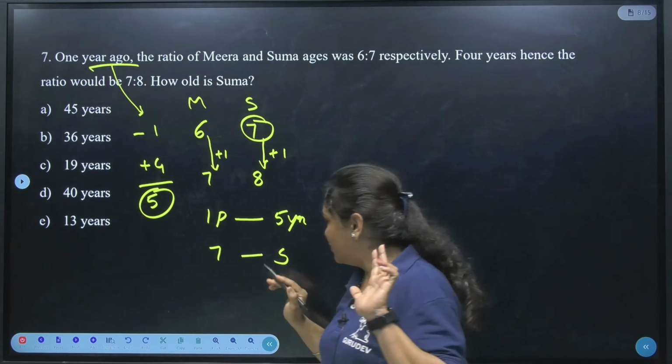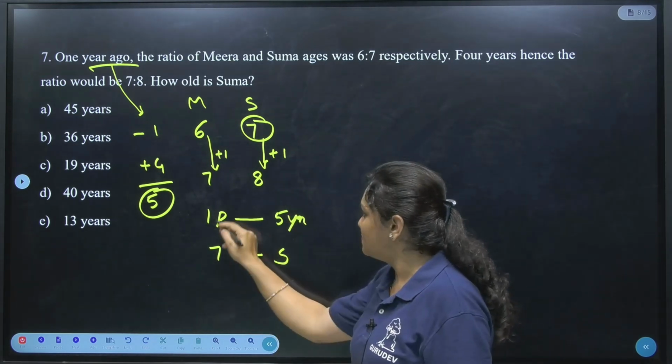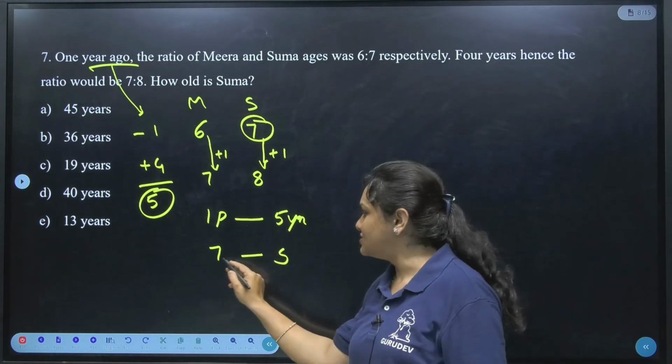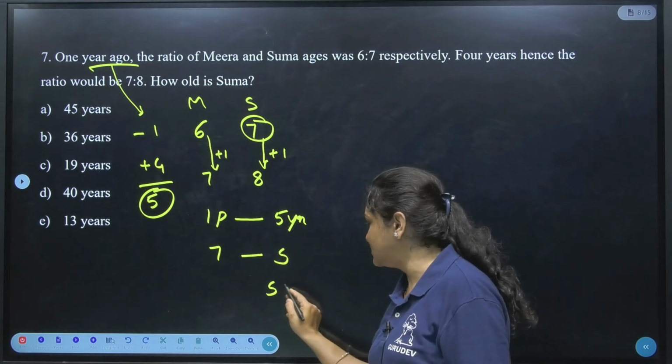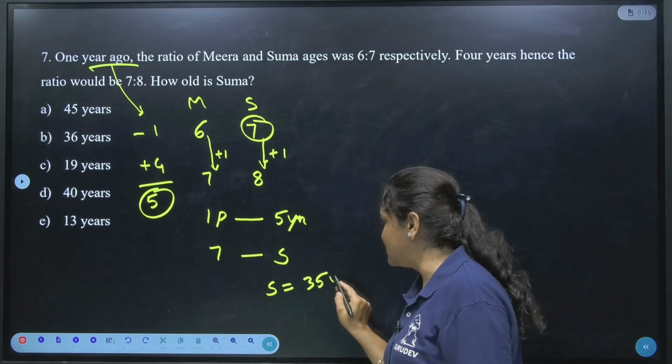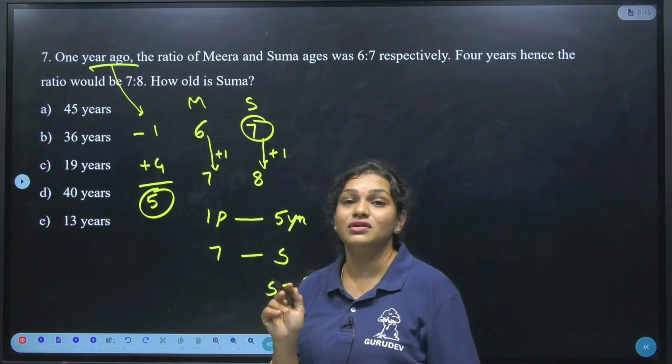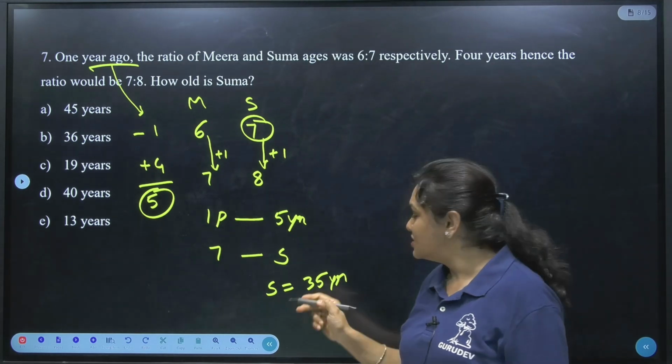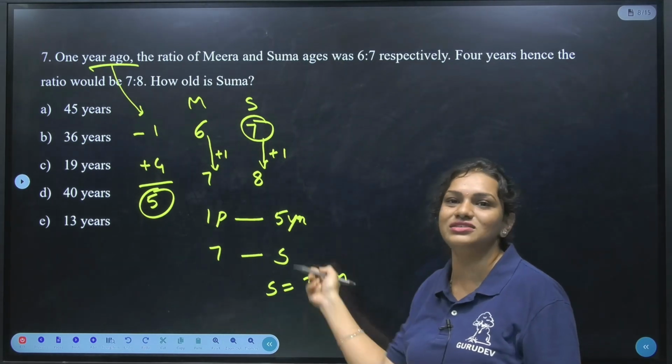Okay, fine. We'll do first here. See, one part is equal to 5, in the sense, 7 into 5 will be how much? Isn't it 35 years? But the answer is not 35 years, because whatever 35 years we are getting, this is the age one year ago.